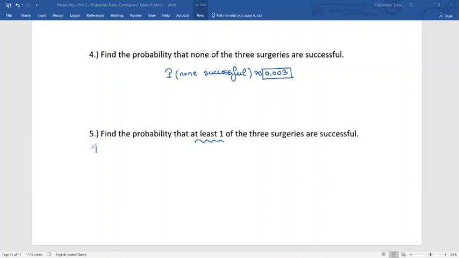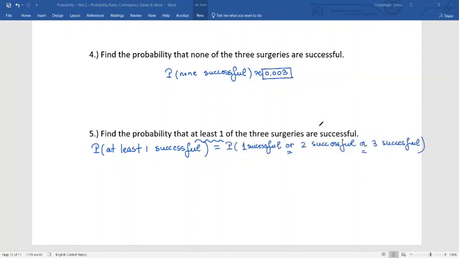And now the last question: find the probability that at least one of the 3 surgeries is successful. Well, what does this mean? Let's just write this down: at least one. That means one or more, right? If you have 3 surgeries, you can have 1 successful, or you can have 2 successful, or you can have 3 successful, 1 or more. This one is kind of difficult to do. It's not impossible. It can be done with the addition rule. However, an easier way to do this problem is trying to figure out the complement.